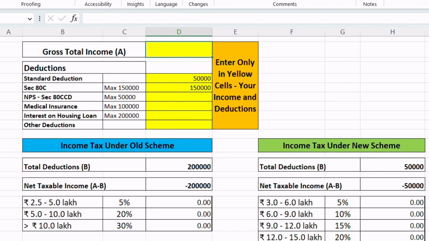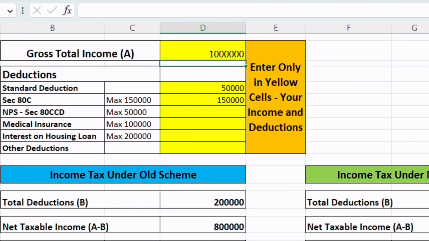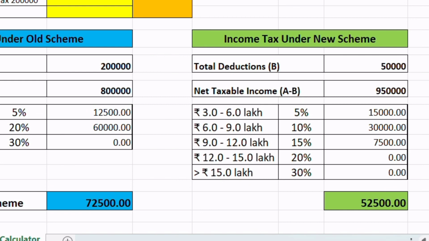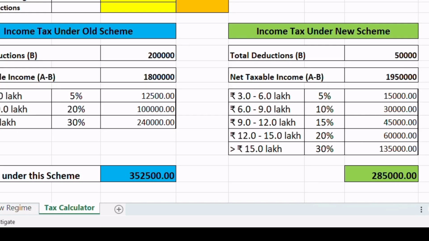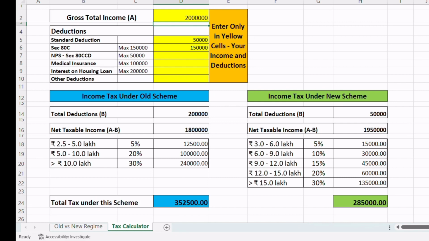Let us take in this example, the salary of the assessee is 10 lakhs. As per the old scheme, he'll end up paying a tax of 72,500, whereas under the new scheme, he'll end up paying the tax of 52,500. If this increases to 20 lakhs, still the tax under the new scheme is less than the tax under the old scheme. In most of the cases, you'll see total tax liability under the new scheme is less than the old scheme, as long as you're using only the 80C deduction.